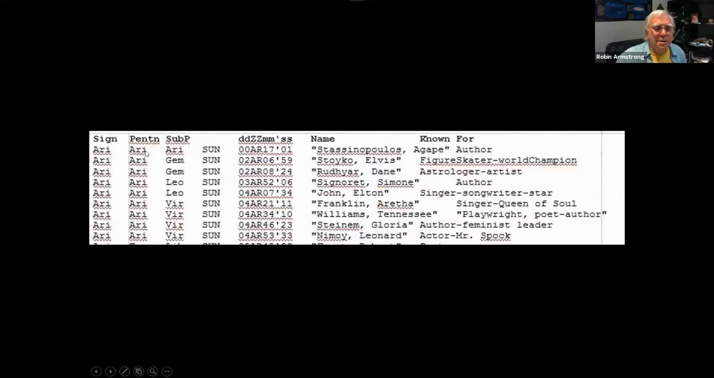So I just took an example of some Aries. I added a few more to our pile, but these are all Aries pentans. Agapi Stassinopoulos, Elvis Stoico, Dane Rudhyar, Simone Signoret, Elton John, Aretha Franklin, Tennessee Williams, Gloria Steinem, and Leonard Nimoy. Well, Agapi Stassinopoulos as an author, he's the Aries.